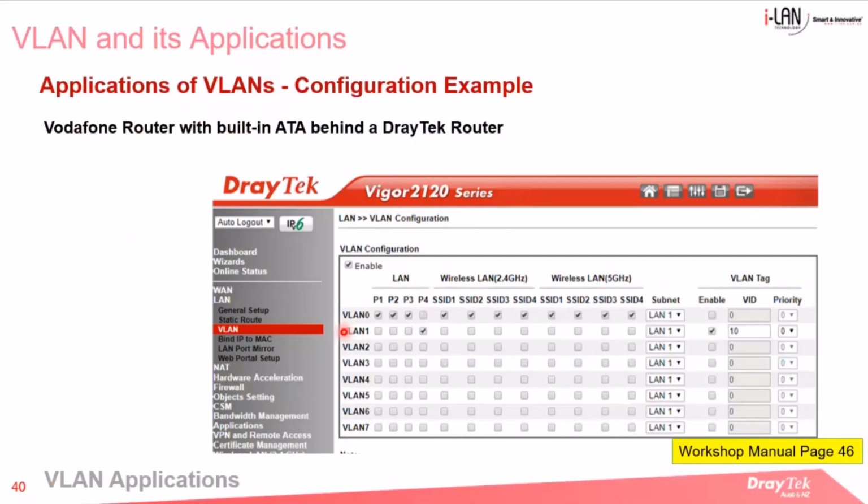So in here you can see that for VLAN 0, we set it up as an untagged VLAN. You configure port 1 to port 3 there, and then all the SSIDs. But specifically for VLAN 1, we put port 4 and a VLAN tag of 10. So you can connect an Ethernet cable from the DrayTek router port 4 to the WAN port on the ISP router behind it.